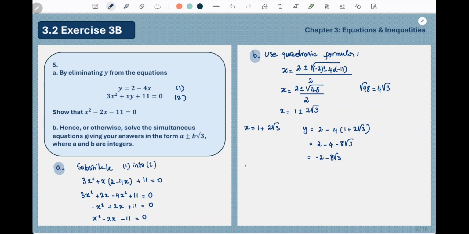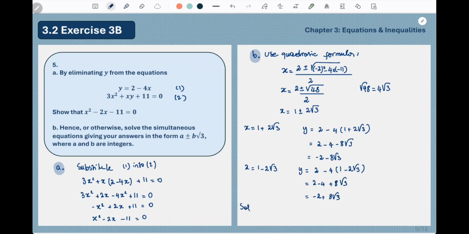And for the other one, for x equal 1 minus 2 square root of 3, y is going to be equal to 2 minus 4x. So again, I'm referring to this one, 2 minus 4 times 1 minus 2 square root of 3, so it's going to be 2 minus 4 plus 8 square root of 3, which is minus 2 plus 8 square root of 3.